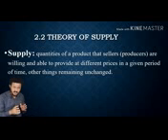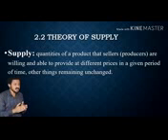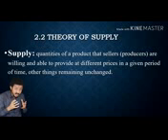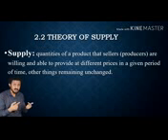Supply is similar. What did we say demand is? Demand is a willingness plus ability to buy, we said. Similarly, when we come to supply, we talk as a seller.